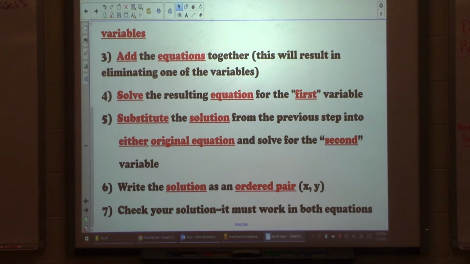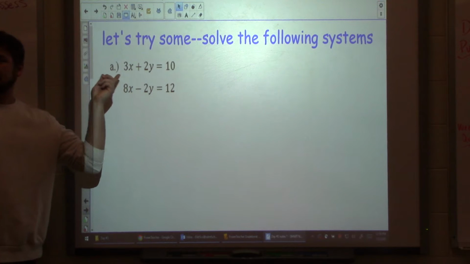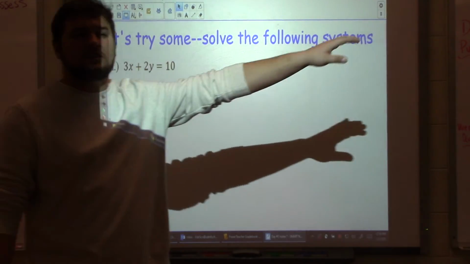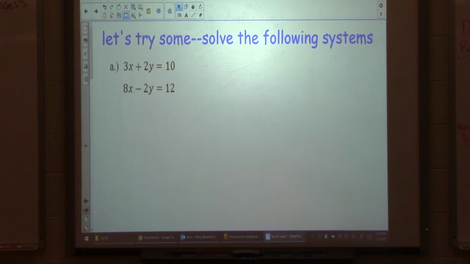All right, so let's look at our first problem. Did I get off that screen too fast? You guys good over there? Sweet. Okay, first problem, ladies and gents. Both these equations are in standard form. X and y are on the same side, so I'm going to try and use combination elimination.